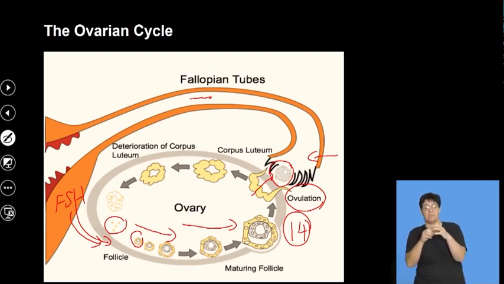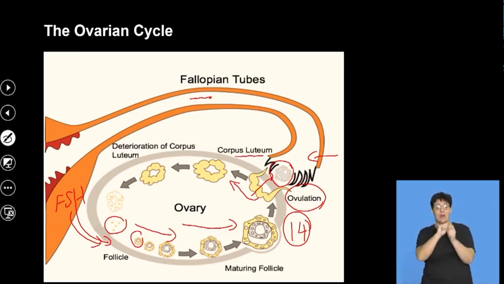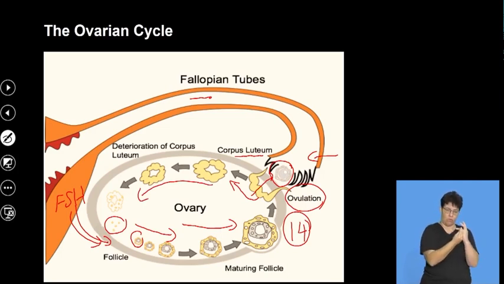We do know that the Graafian follicle now, after releasing an egg, becomes the corpus luteum. The corpus luteum gradually degenerates over the next 14 days, and we know that the corpus luteum plays an important secretory function.